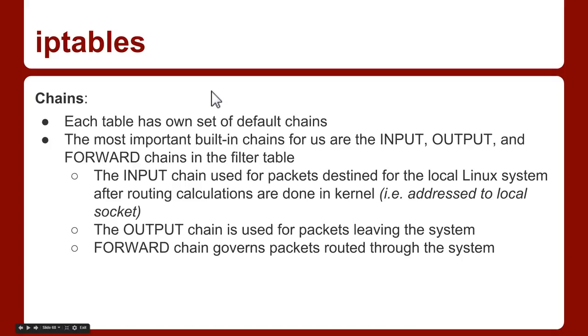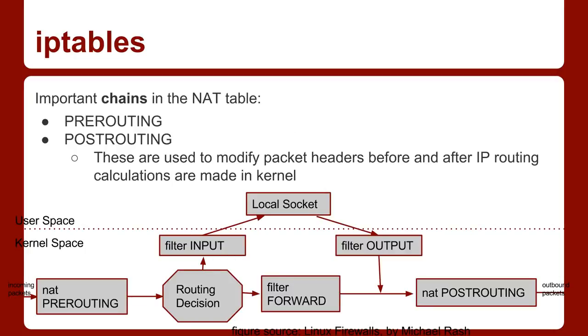So for instance, for the filter table, the following chains are going to be input, output, forward, and I already covered this. And this is a good diagram. Now, this diagram comes from the book Linux Firewalls by Michael Rash. Above the dotted line is user space, and below it is kernel space. And this is effectively what's going on in NetFilter and iptables is basically doing this.